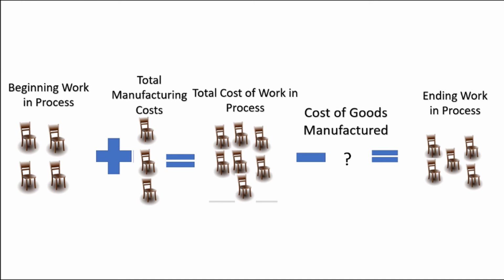So just like the cookie case, how would we find the cost of goods manufactured? Well, if we started with 4 chairs in process, 3 more were manufactured, bringing us to a total of 7 in process, and we know there's only 5 chairs left over at the end. That means we have 7 minus 5 equals 2 chairs that were finished this period, and their cost would become the cost of goods manufactured.